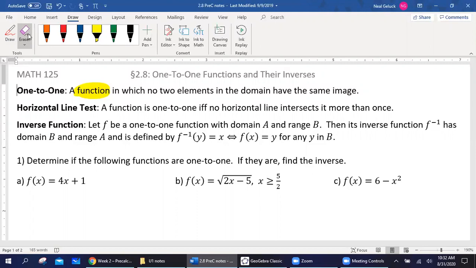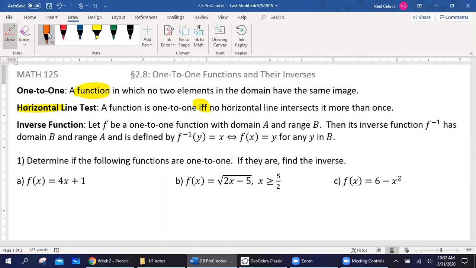A one-to-one function basically passes the horizontal line test. And this IFF, by the way, means if and only if. So a function is one-to-one if and only if no horizontal line intersects it more than once. And we're going to see this as we go through these examples. I'm going to show you the graphs.